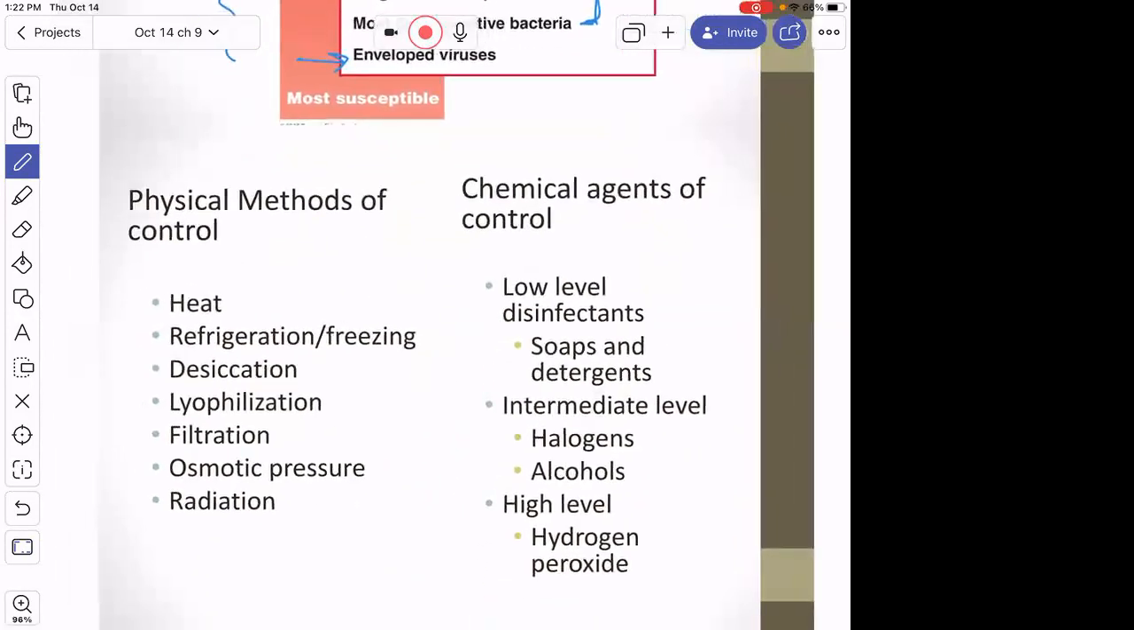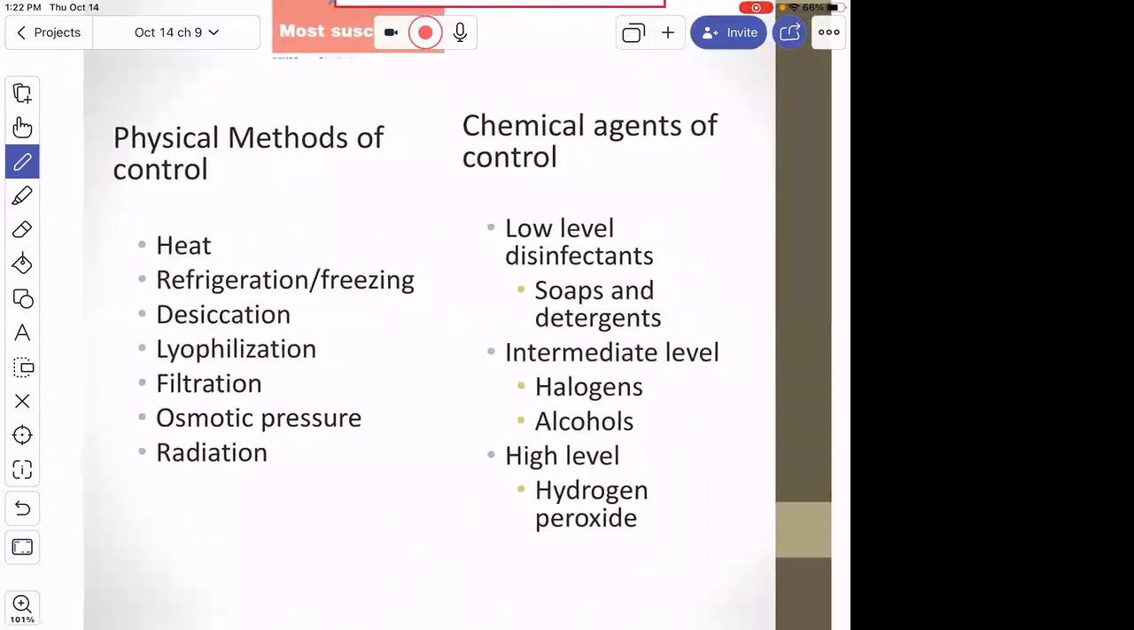All right, so these are the methods that we're going to look at in a little bit more detail. We're going to start with some physical methods and then get into chemical agents of control.